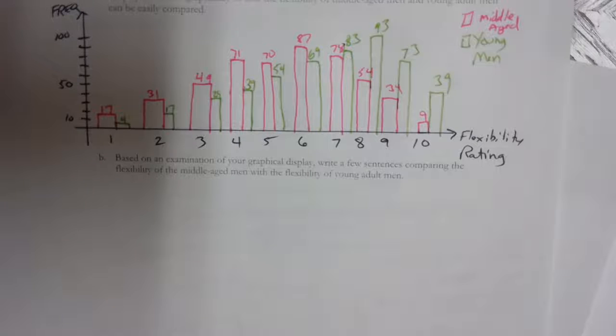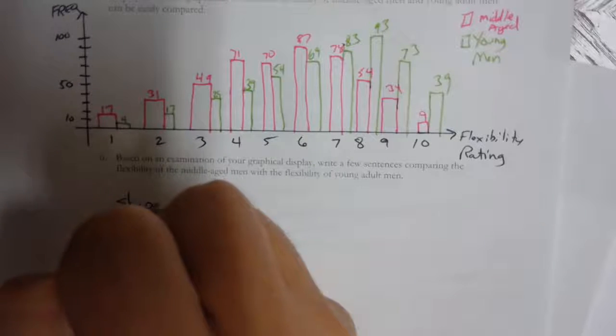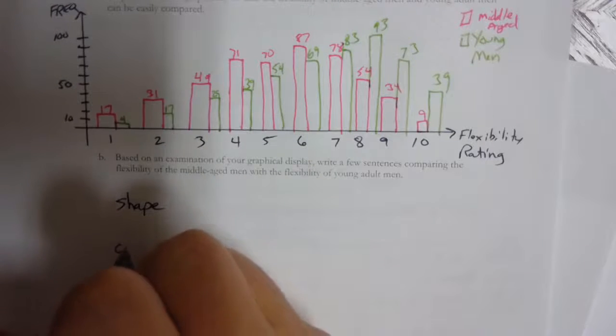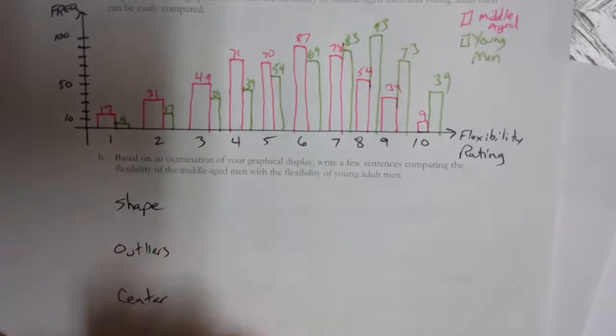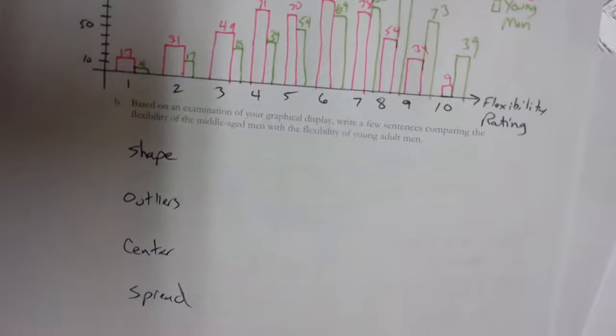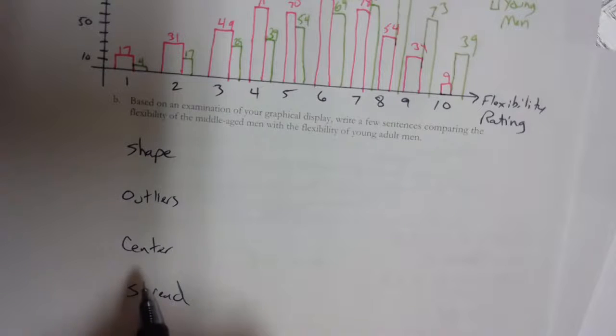part B here. Compare these distributions. So just like last time, we're going to do the big 4. We're going to do shape. We're going to do outliers. We're going to do center. We're going to do spread. And in this particular case, I think we need to be careful, because how we're going to do center and spread is going to be quite a bit different than from before.